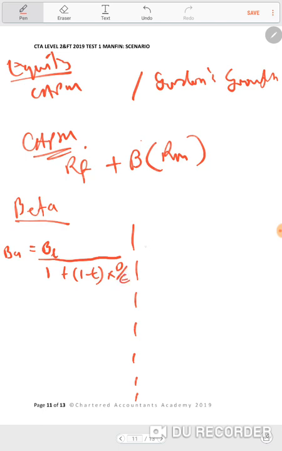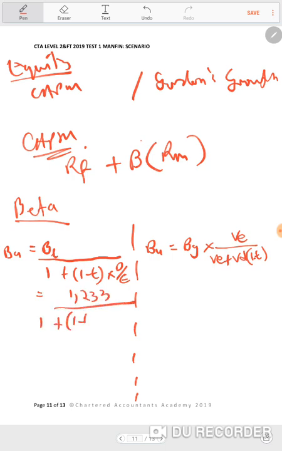Or another formula is beta ungeared is equal to beta geared times value of equity over value of equity plus value of debt less tax, right? So depending on which one you use, we were given 1.233 all over 1 plus 1 minus t, which our t we already know is 0.2575, times the debt to equity ratio was 50 over 50.